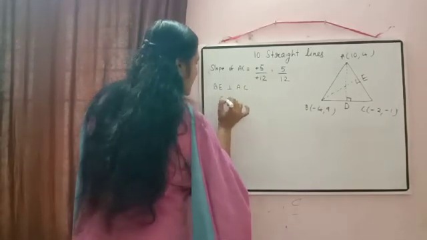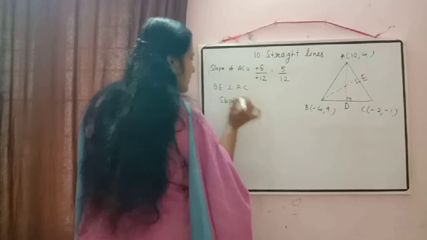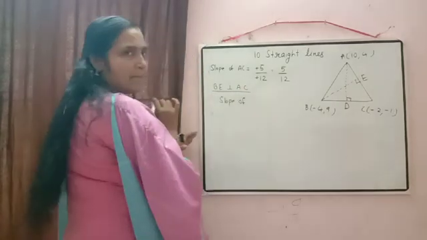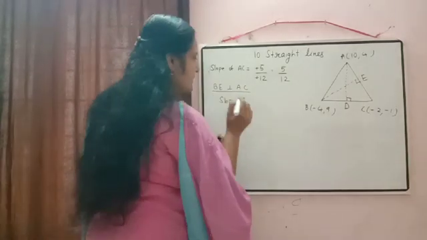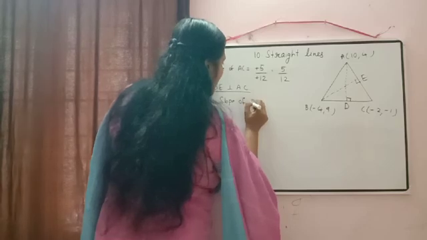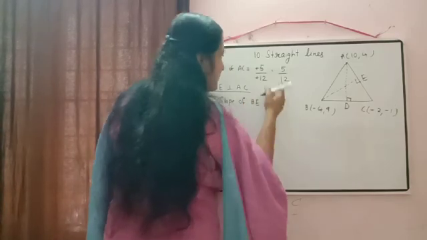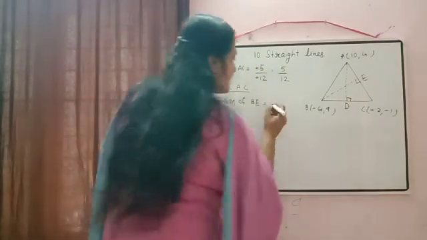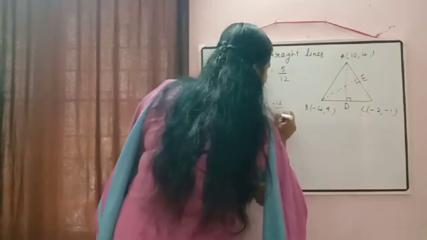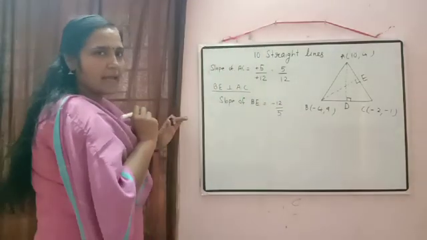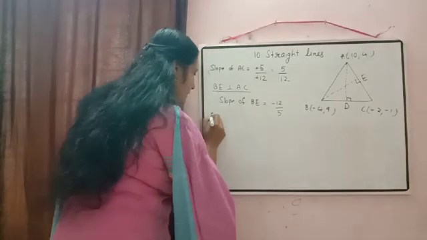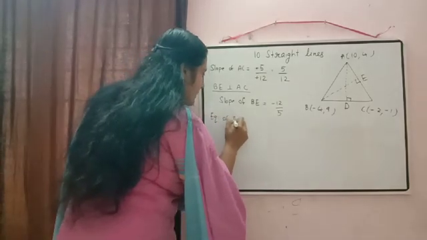Therefore, now rest everything you don't have to mention. We wrote the main point here. BE is perpendicular to AC. Therefore, the slope of BE will be equal to, take the reciprocal and change the sign, so it will be equal to minus 12 by 5. Now, we will calculate the equation of BE.